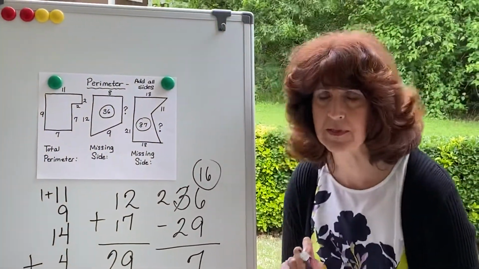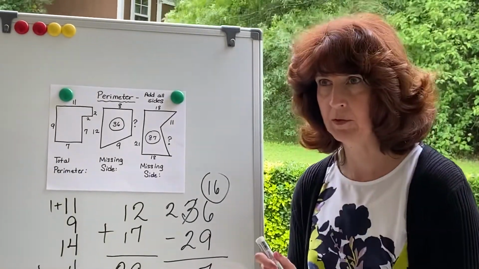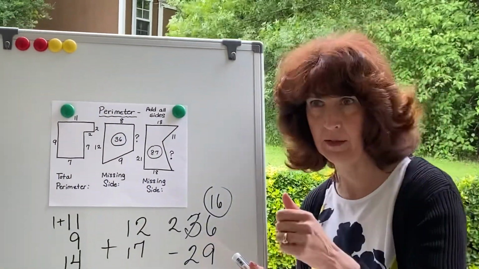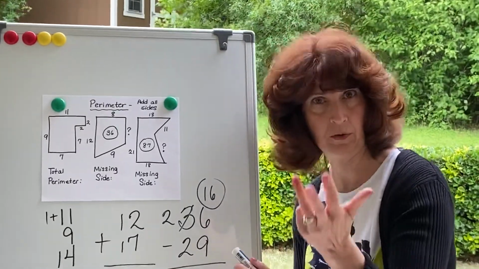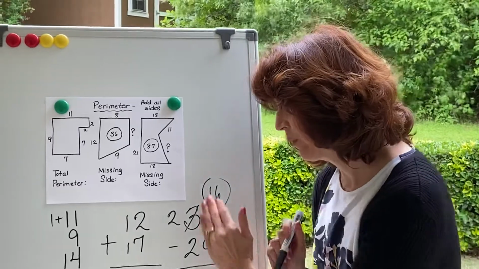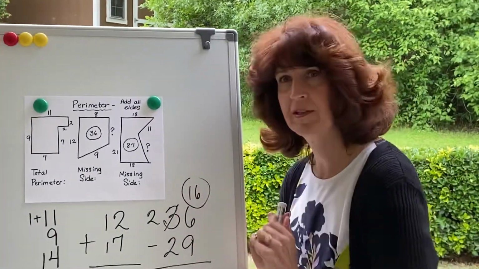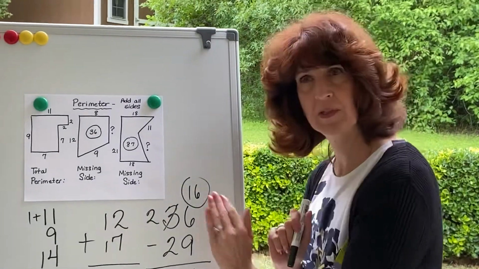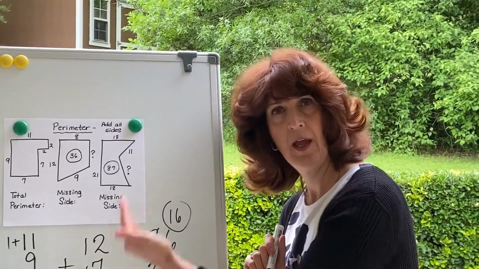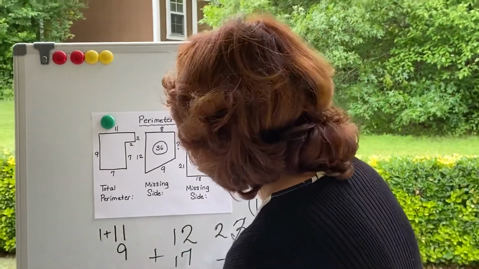But wait a minute, Miss Lowe. Can't you just count on your fingers? Well, 28, 29, 30, 31, 32, 33, 34. Yes, you could count up, but honestly, when the numbers get larger, that would be just too difficult. Just subtract. This is called a 2-step problem. Addition, then subtraction.